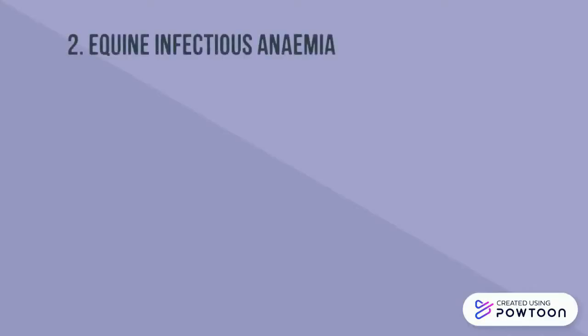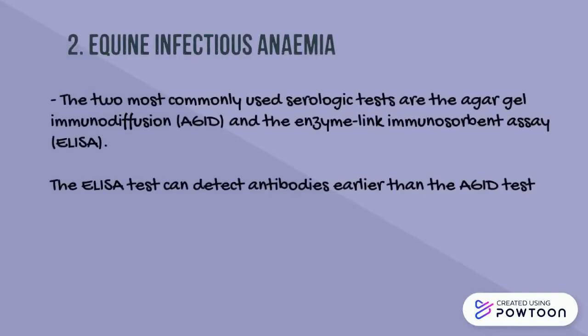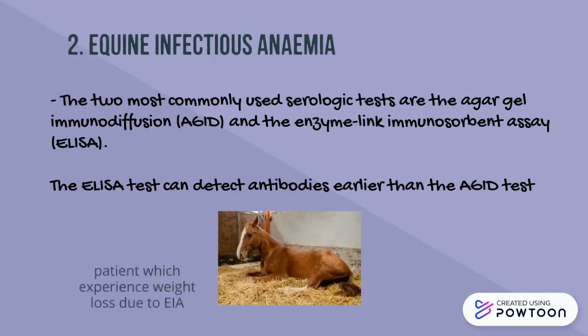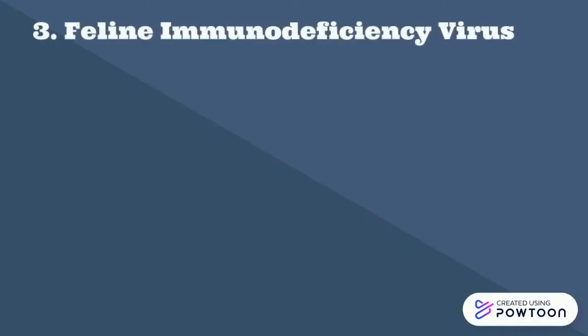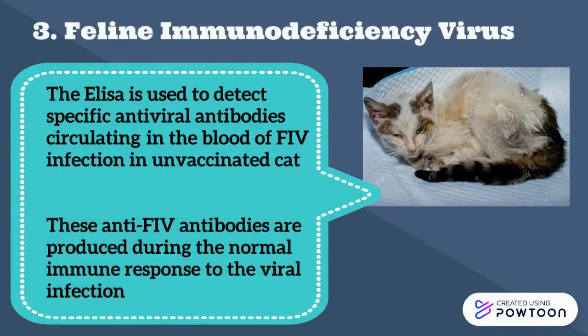As for equine infectious anemia, EIA, the two most commonly used serology tests are the AGID and ELISA, while the ELISA test can detect antibodies earlier than the AGID test. Lastly, feline immunodeficiency virus, FIV. The ELISA is used to detect specific antiviral antibodies circulating in the blood of FIV infection in unvaccinated cats.